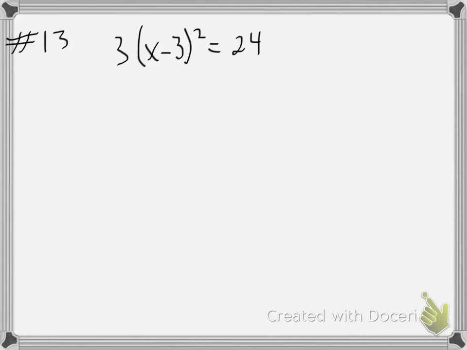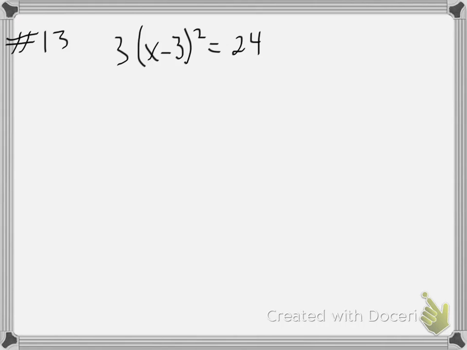So this is number 13, and it said that we're supposed to solve using the quadratic equation by finding a square root. So our goal here is to get this part by itself so I can take the square root of the whole thing. If I have that part by itself and I take the square root, I'm going to be left with x minus 3. But I can't do that till I get rid of this 3 here. So let's do that right now.